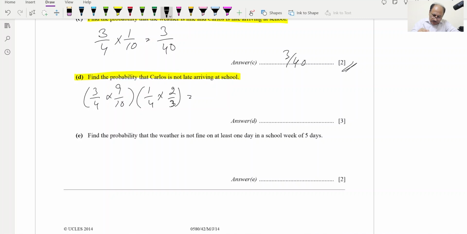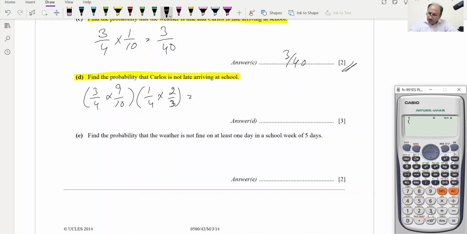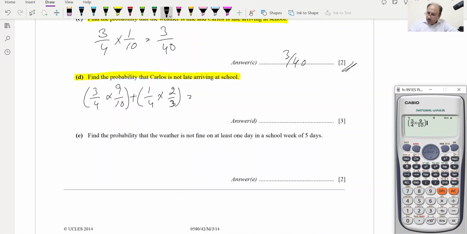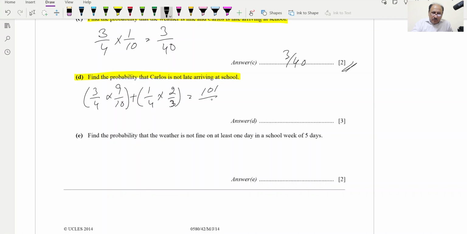We can solve this with the help of a calculator. 3 over 4 into 9 over 10, plus 1 over 4 into 2 over 3, which is equal to 101 over 120. This will be the probability. This is for 3 marks.